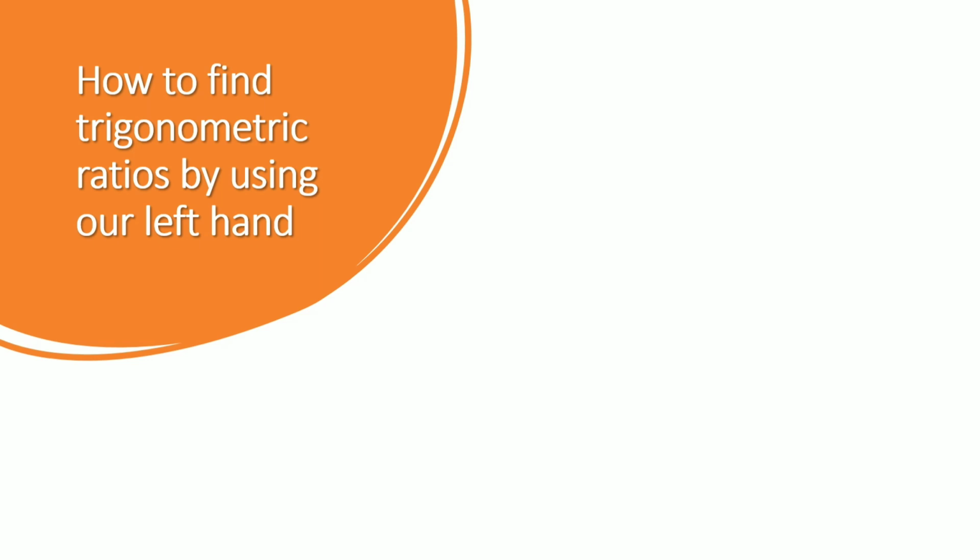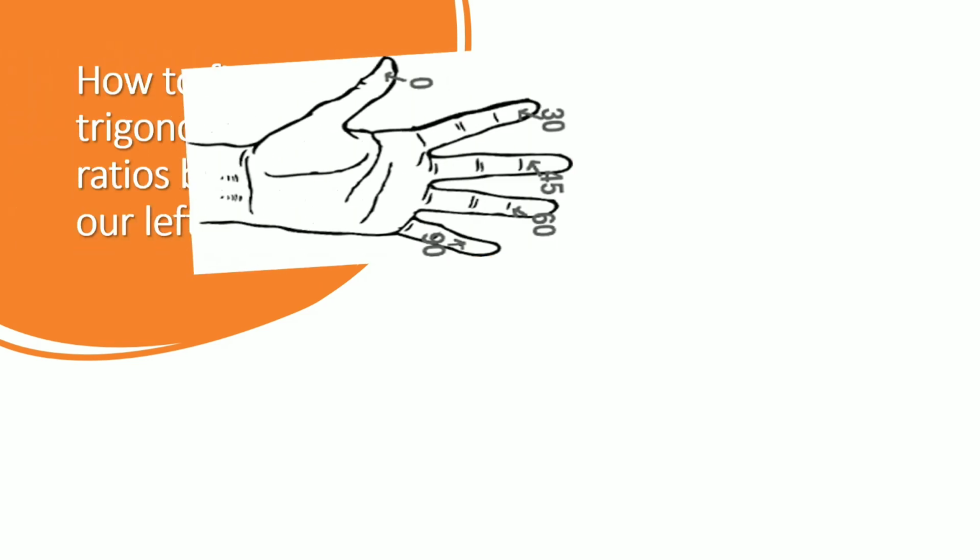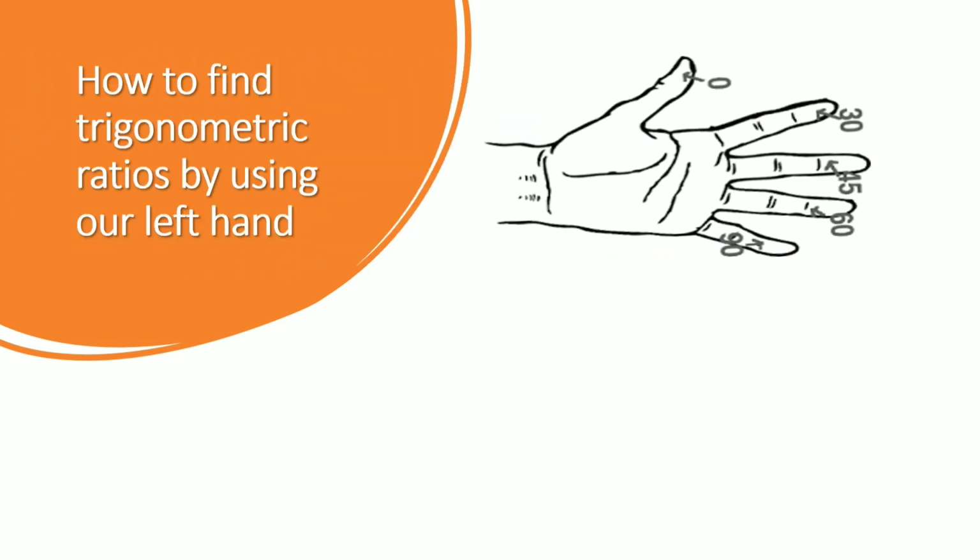How to find trigonometric ratios by using our left hand, which means non-dominant hand. Left-handers can use their right hand. Assign specific angles to certain fingers: 0 to thumb, 30 degree to forefinger, 45 degree to the central finger, 60 degree to the ring finger, 90 degree to the pinky finger.